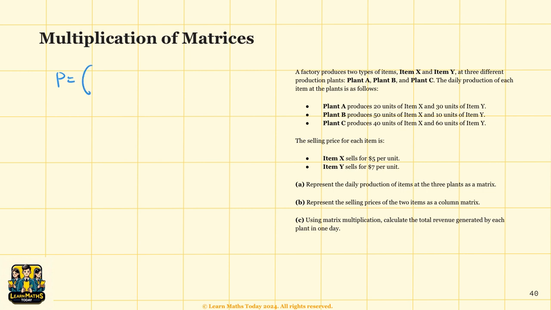in the first row you have 20, which represents 20x, and then in the second column you have 30, which represents 30y. Second row you have 50, and then 10, and then the third row you have 40x and 60y.